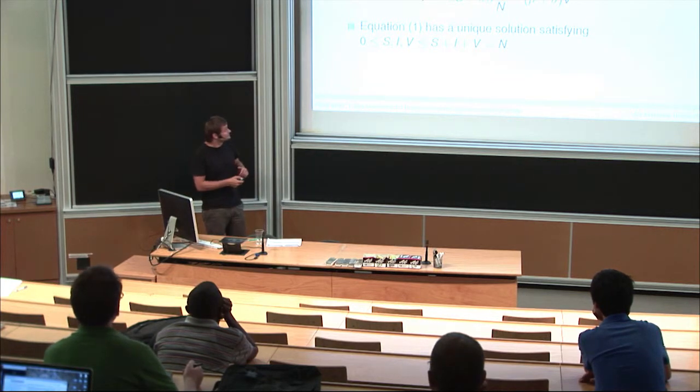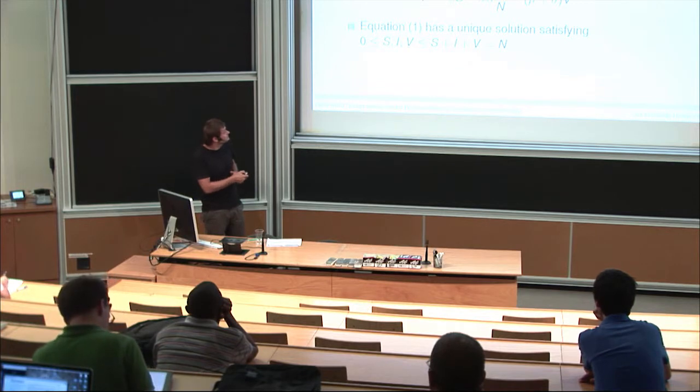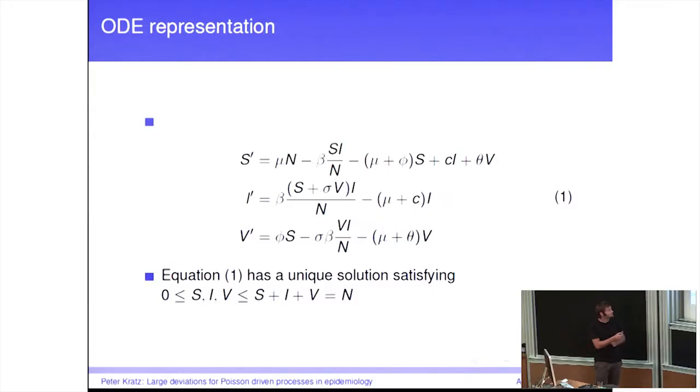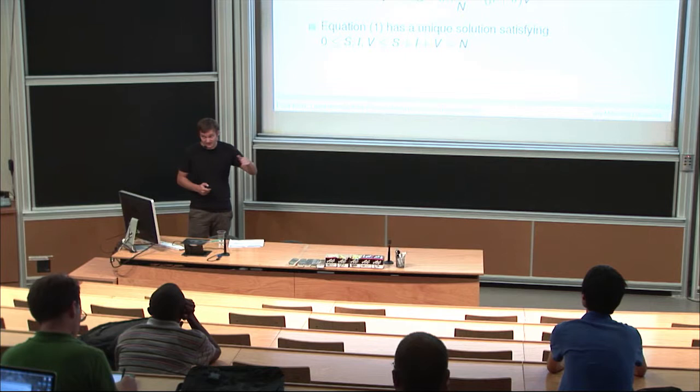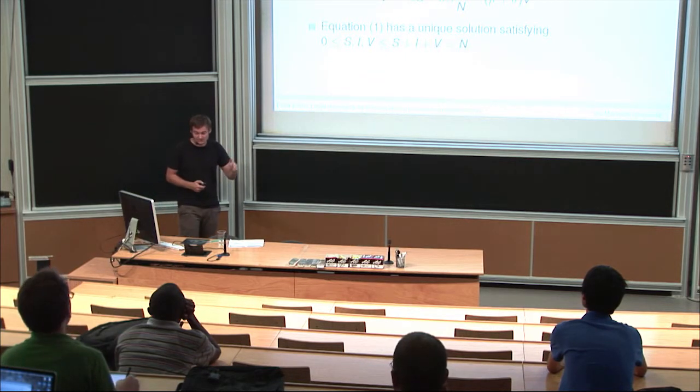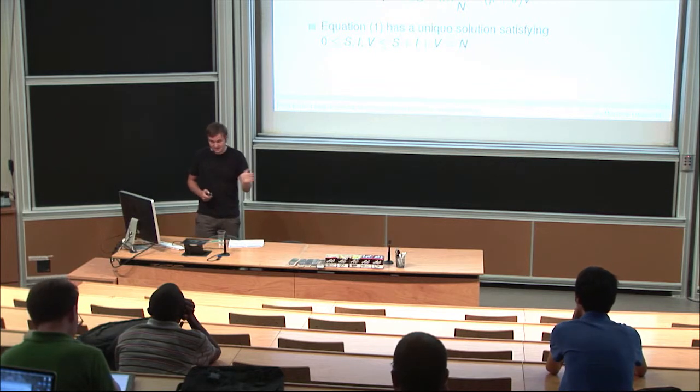Now, from this picture we've just seen, we can easily deduce an ordinary differential equation. So we have these rates, and the change of S is given by birth, infection, death, vaccination, but also we gain from recovery and we gain from the loss of vaccination, and so on. So that's a nice system of ordinary differential equations, and if you have a starting point, then this equation will always have a unique solution, such that the solution is in the region we expect. So every compartment is less than N, and the sum is always N.